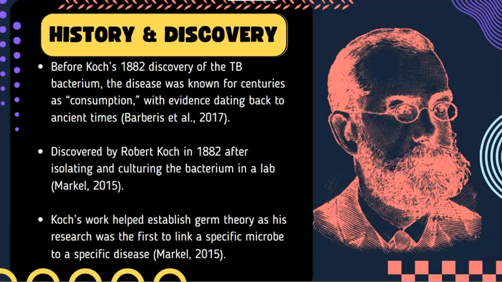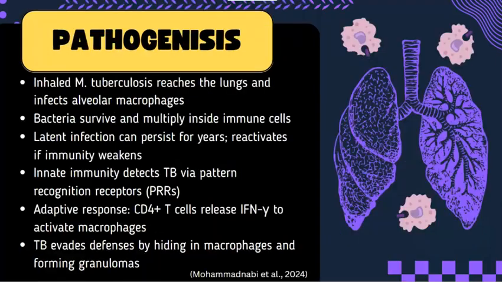It wasn't until Koch came along in 1882 that we had solid proof. He isolated the bacterium, grew it in culture, and showed it caused the disease. His work didn't just explain tuberculosis, it helped establish the entire field of germ theory. And fun fact, he also discovered the bacterium behind anthrax.